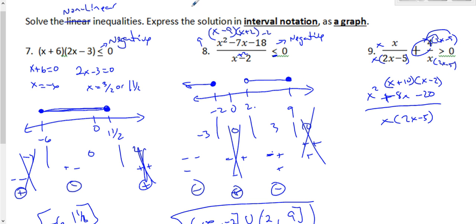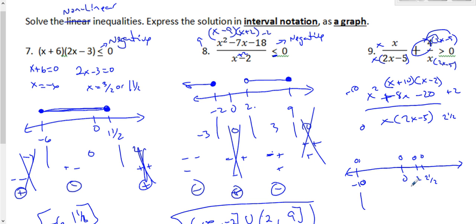So our points on the number line will be negative 10 from x plus 10, positive 2 from the x minus 2. From the x, we will get 0, and from 2x minus 5, we will get positive 5 halves, or 2.5. So we draw our number line. We have negative 10, 0, 2, and 2.5. So we have all open dots no matter what. So open, open, open, open.